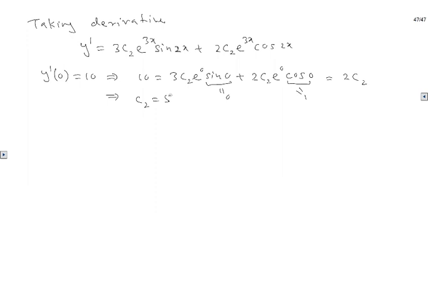So the solution to the initial value problem is y equals 5 e to the 3x sine 2x. That's the solution to the initial value problem.